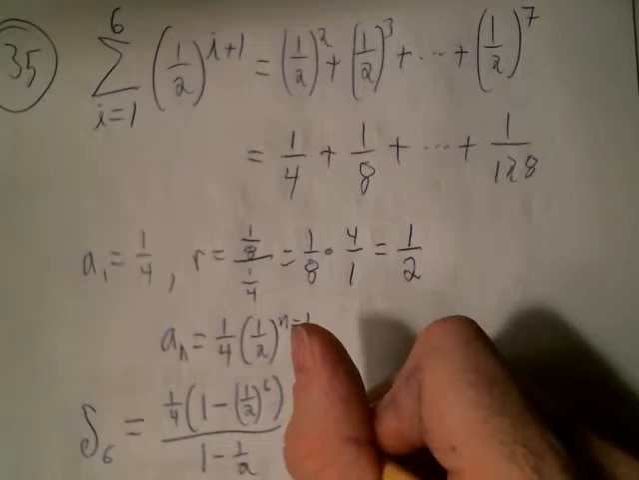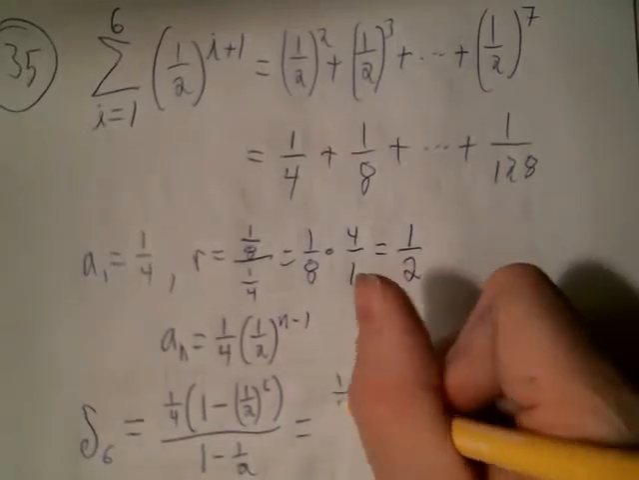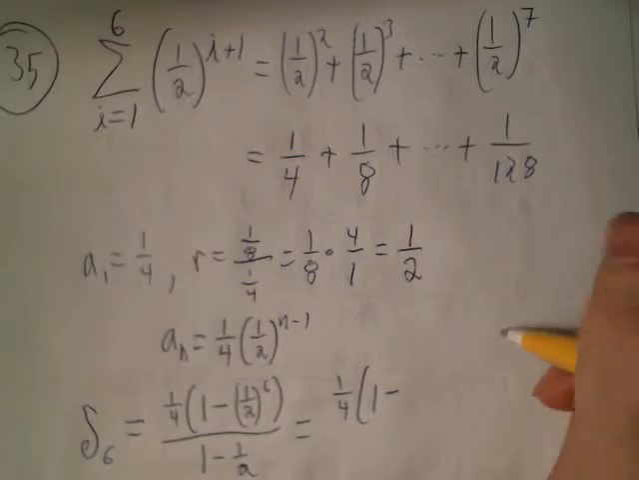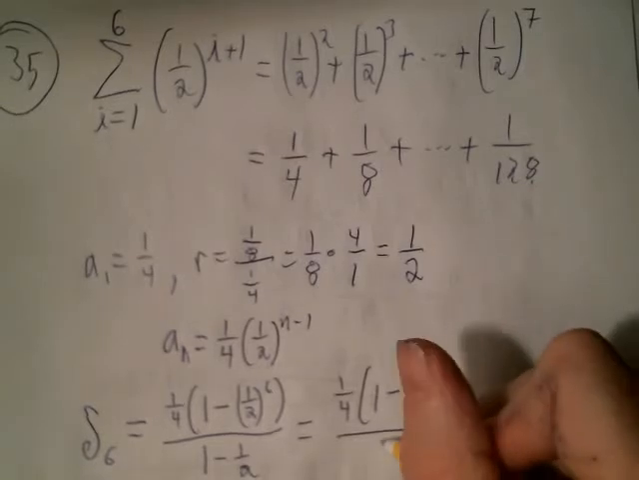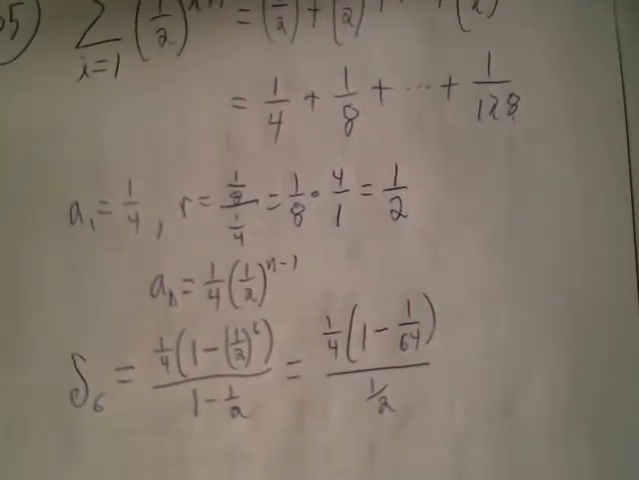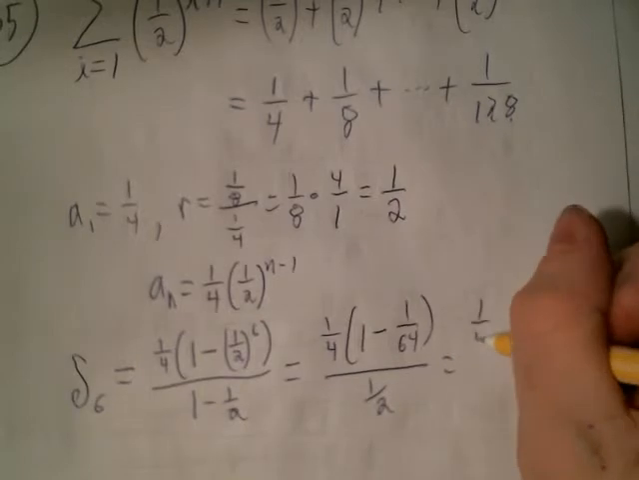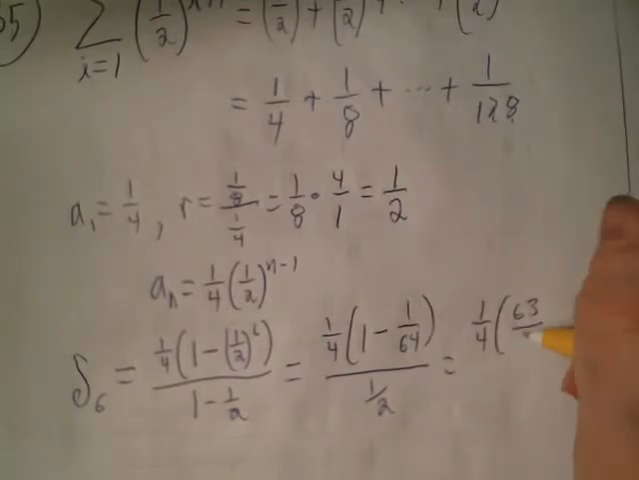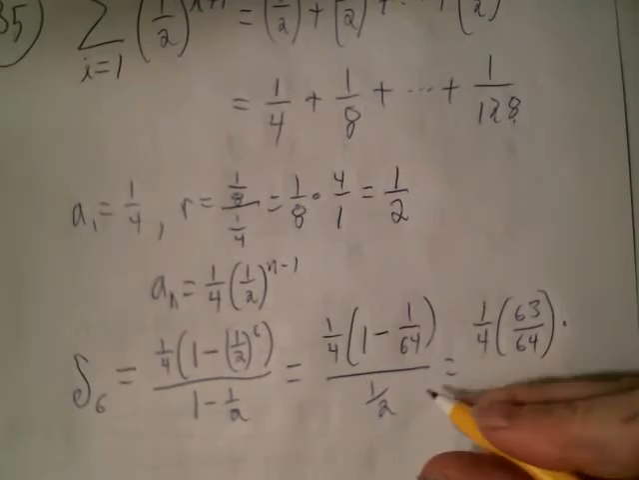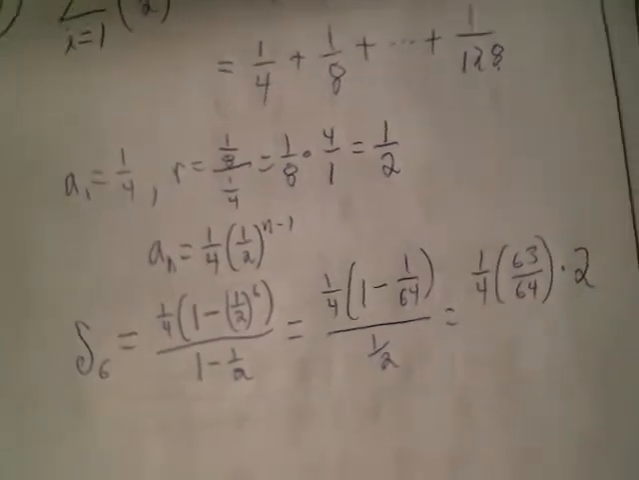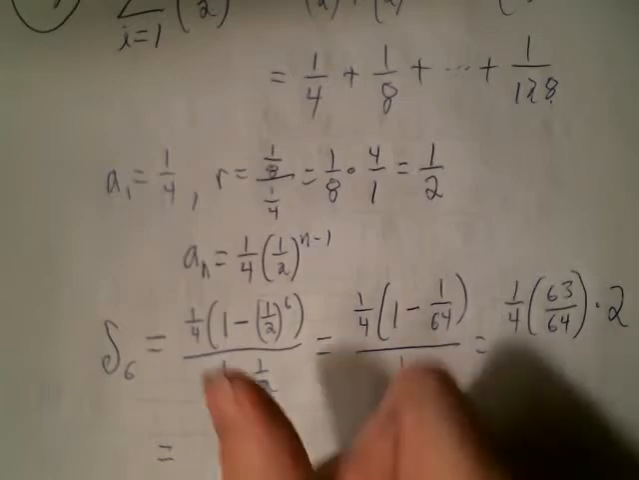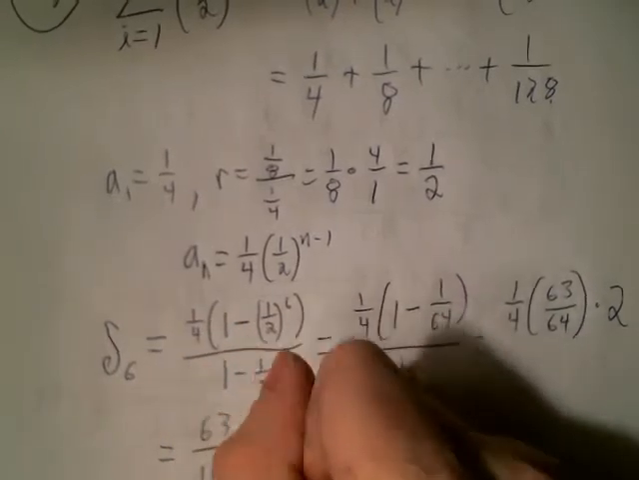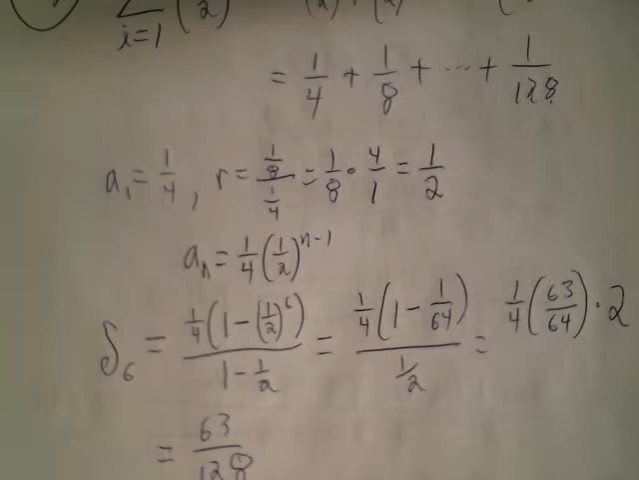So what is that? Well, that'll be 1/4 all over 1 minus 1/2 to the 6, which is 1/64. 1 minus 1/2 is 1/2. So this will be 1/4 times 63/64 times the reciprocal of 1/2, which is 2. Okay, so this will equal 63 over 128.